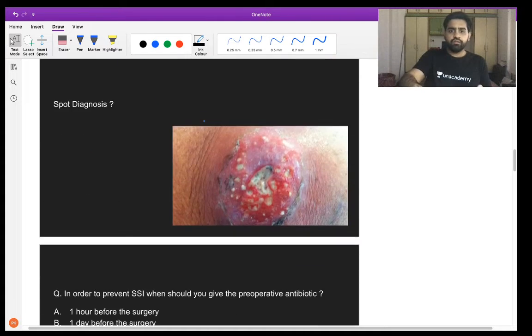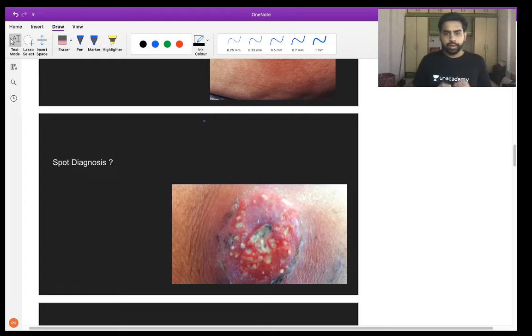But if I show you an image like this, now this is important. Can you tell me the diagnosis of this particular patient? Can anybody tell me, guys? Nabrun, what is the diagnosis of this particular patient? Nabrun, very good. You answered that. That was the folliculitis.